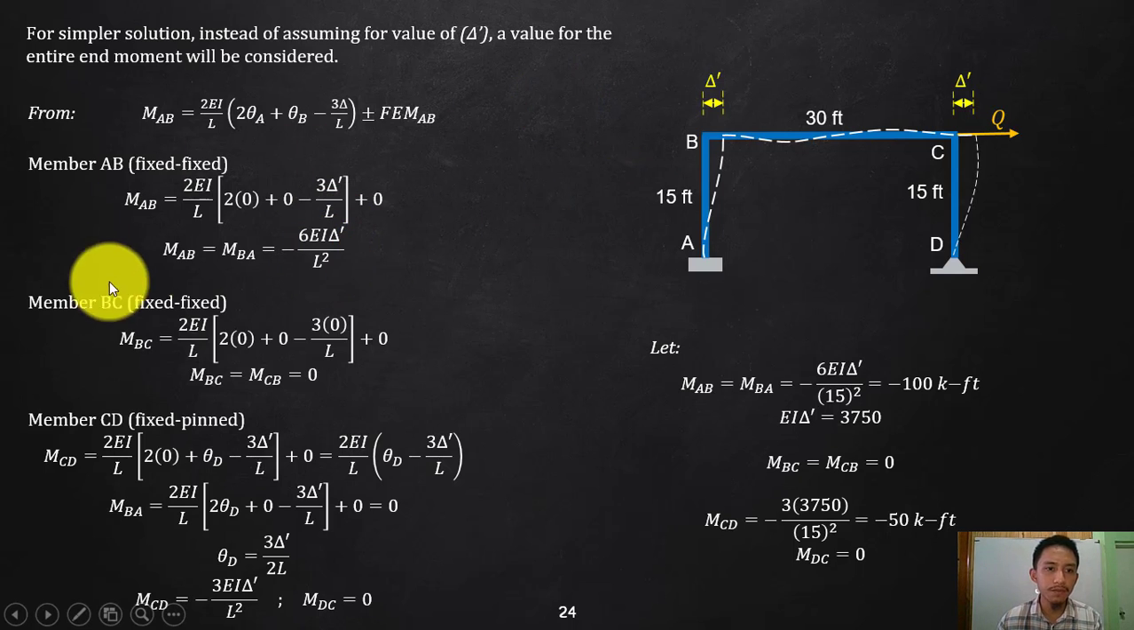Same thing, even if you try to solve your BA, what happens is that theta A and theta B will interchange. However, your thetas are 0. So still, this is a negative 3 delta prime over L. Delta is still positive even if that is considered on the other side, because we still assume that it is going to the right. So both AB and BA are moments which are negative 6EI delta prime over L, and L will be L squared. Why is it negative? Actually, you can check that one, because look at this.